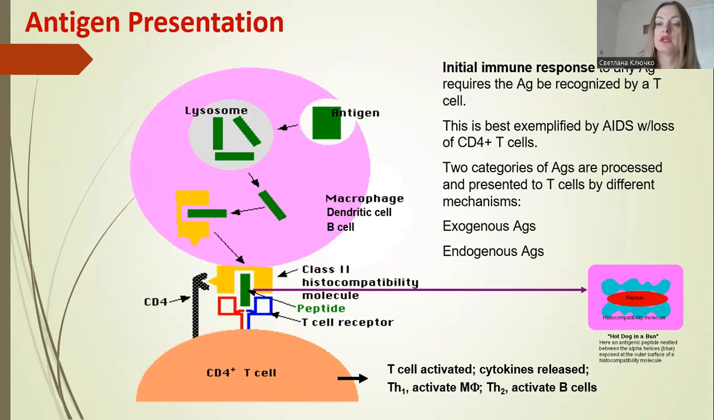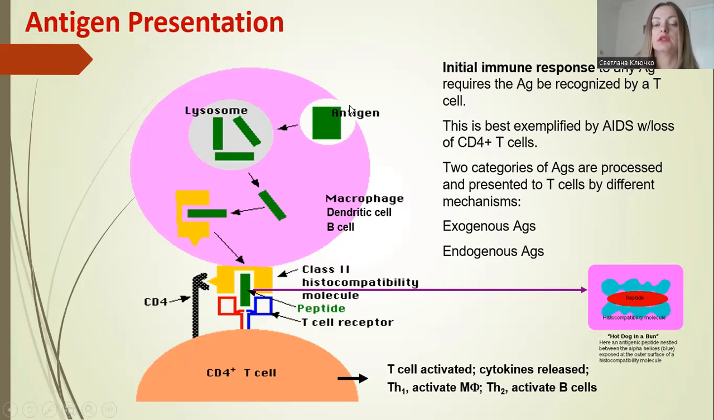The initial immune response to any antigen requires that the antigen be recognized by a T cell. This is best exemplified by AIDS, when the organism loses CD4 positive T cells. Two categories of antigens are processed and presented to T cells by different mechanisms: exogenous and endogenous antigens. You can see that the antigen presentation cell can be a macrophage, dendritic cell, or B cell.